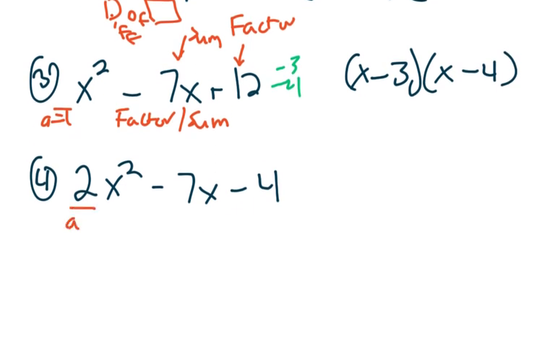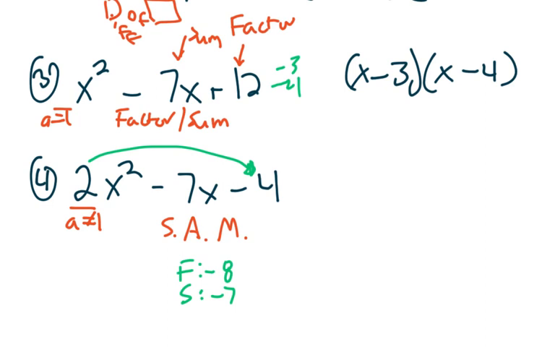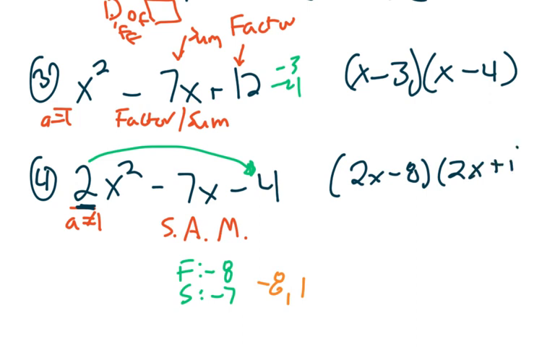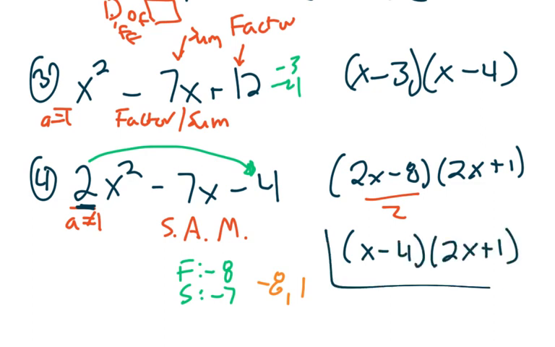And a trinomial where a does not equal 1 is SAM. And I don't think there's any SAMs on the worksheet that you're working on. So here we have to multiply 2 times negative 4, so we're finding factors of negative 8 that have a sum of negative 7. Those two numbers should be negative 8 and positive 1. So because there's a 2 in front, it'd be a 2x minus 8 and a 2x plus 1. And because we multiplied, we have to reduce, so we can reduce this one by 2. And there's our factoring. All right, hope this helped.